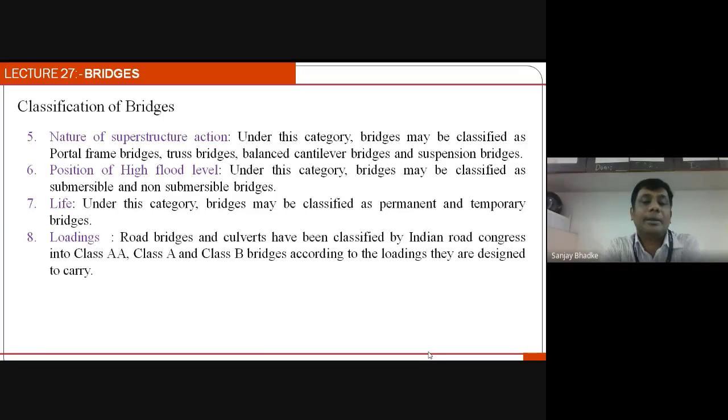Loading: road bridges and culverts have been classified by the Indian Roads Congress into Class A and Class B, according to the loading they are designed to carry. Basically, when you construct any road, you should consider the loading capacity of various vehicles. The road can be used by trucks, cars or many other vehicles, and in every case the loading is different. That's why, as per the IRC recommendation, we should design for Class A and Class B loads, and according to this loading we can classify the bridge.